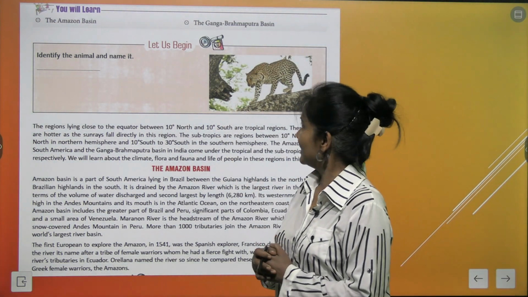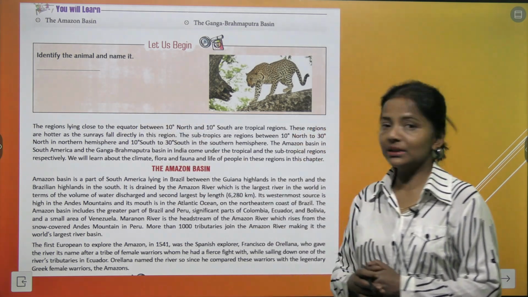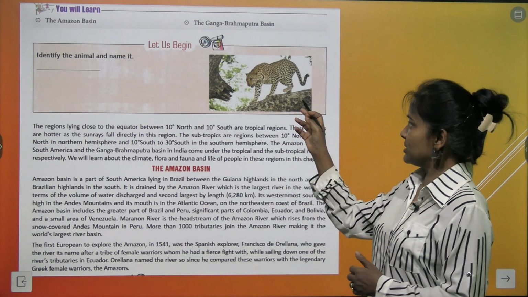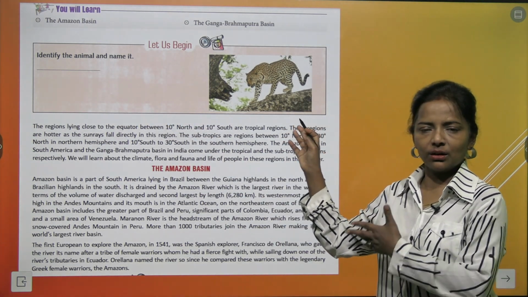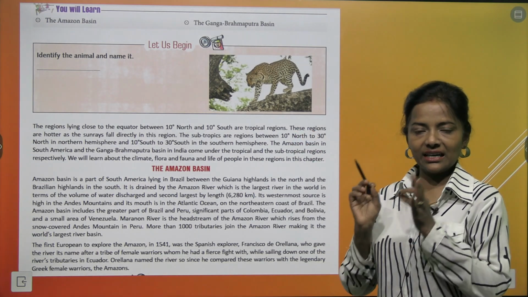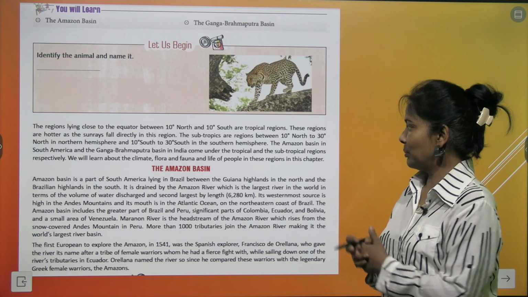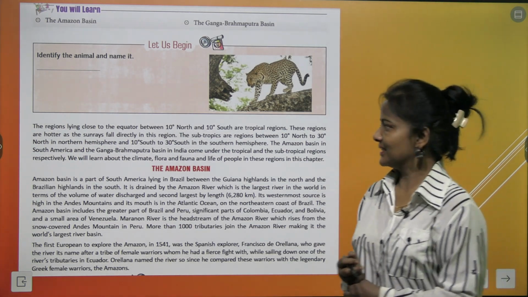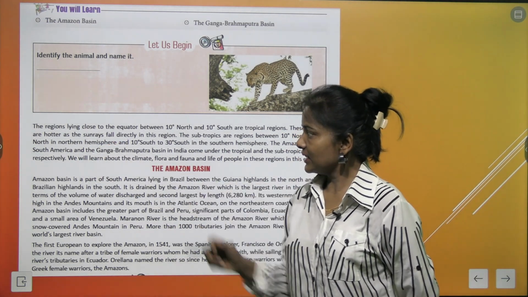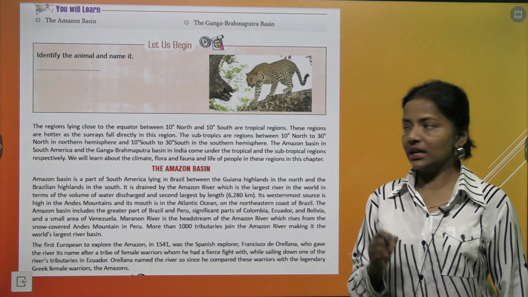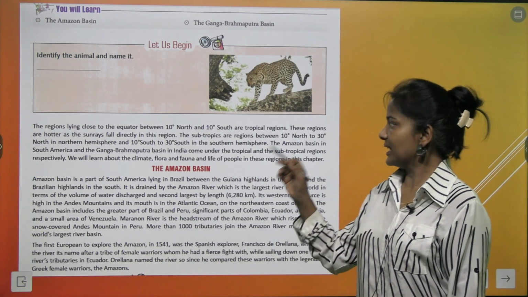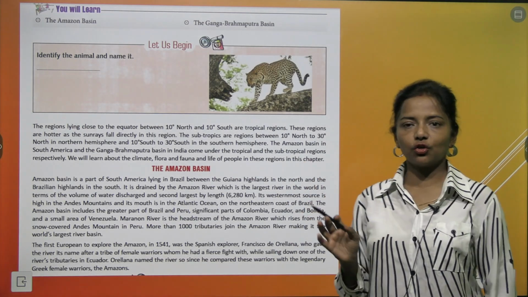Now let's begin. Identify the animal and name it. Which animal is this? कौन सा एनिमल है ये जिसके बॉडी पे स्पॉट्स होते हैं? It is the leopard. The regions lying close to the equator between 10 degree north and 10 degree south are tropical regions.